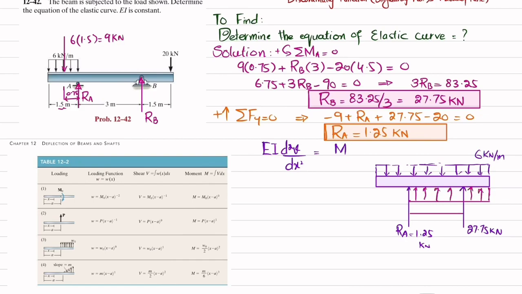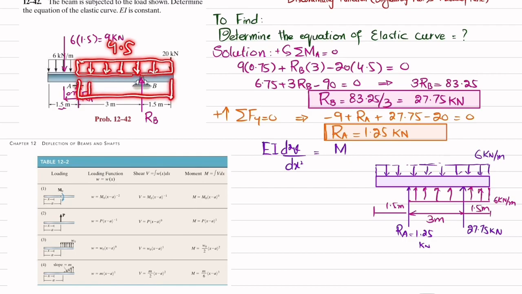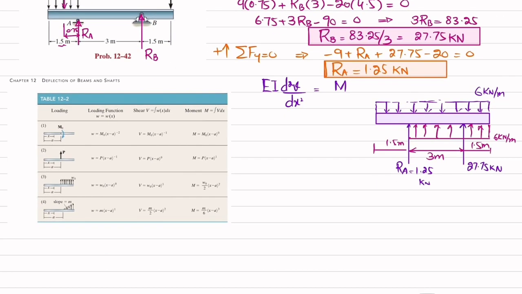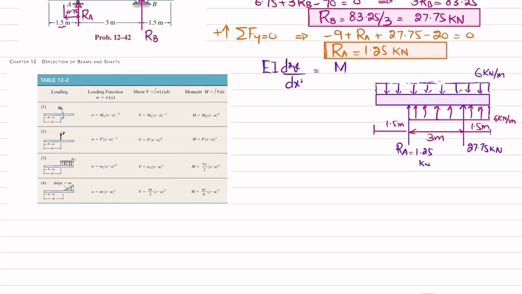So this length is 3 meter, this is 1.5 meter, and this is again 1.5 meter. And this will also be 6 kilonewton per meter. So what we have done is that we have added a distributed load over a length of 4.5 in downward direction, and we have also added 6 kilonewton per meter over a length of 4.5 meter in upward direction in order to cancel the effect. Now we'll apply this table to get our required moment equation.